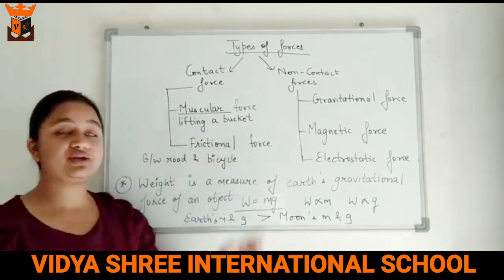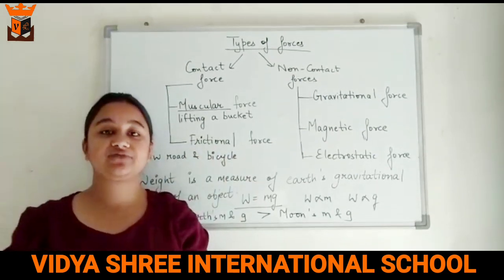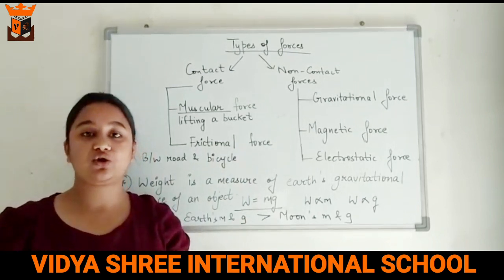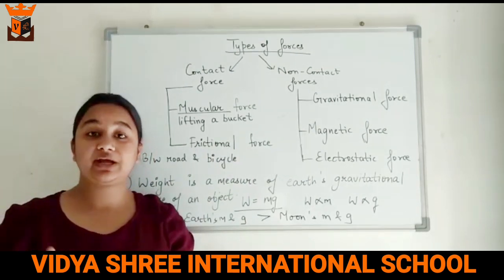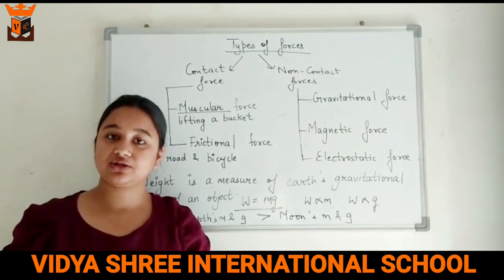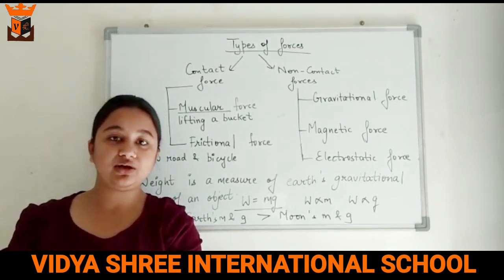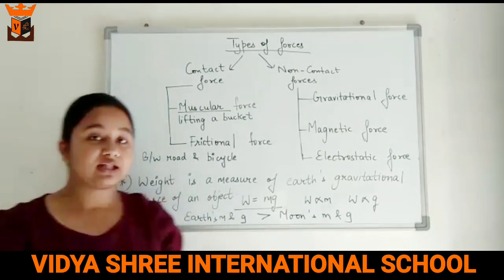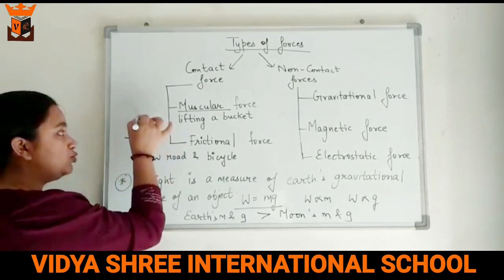Second, the frictional force. Friction. What is friction? Friction is a type of force which slows down any object. Remember or imagine that when you stop pedaling the bicycle, what happened? Slowly it comes to the rest position. How does it come to the rest position? Because the tires are on the road.